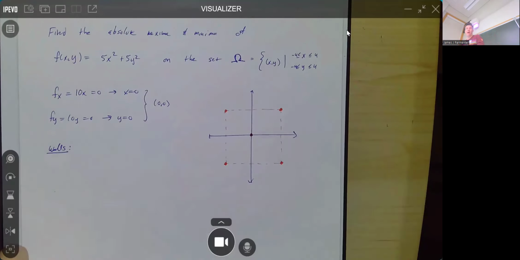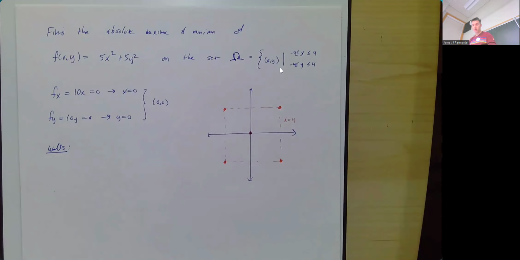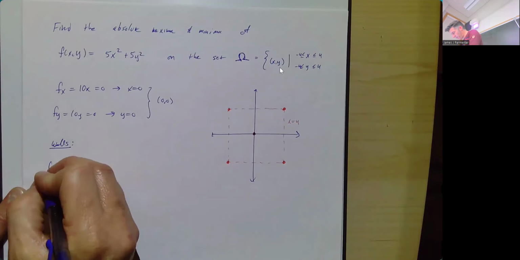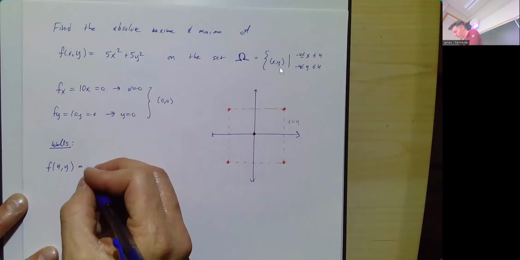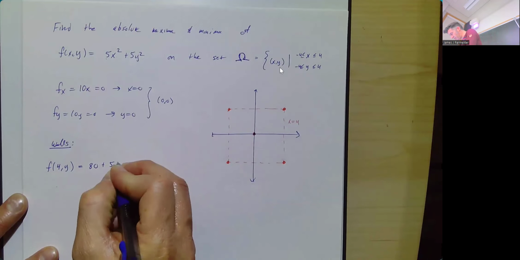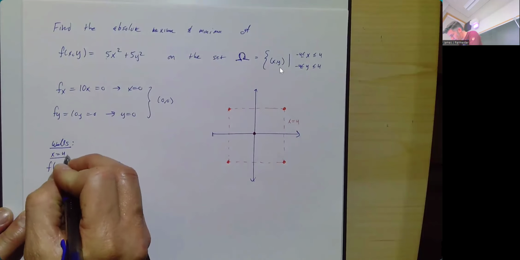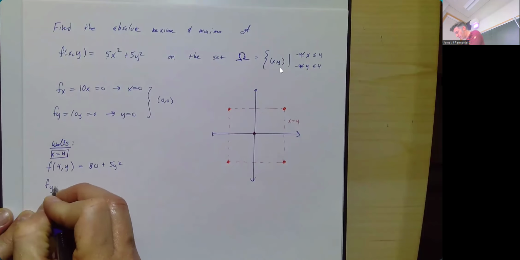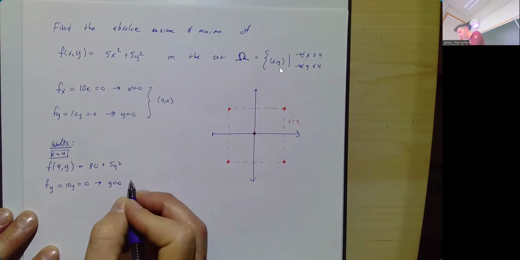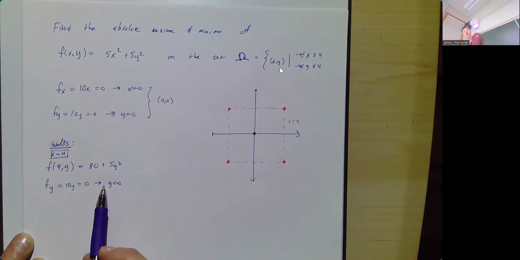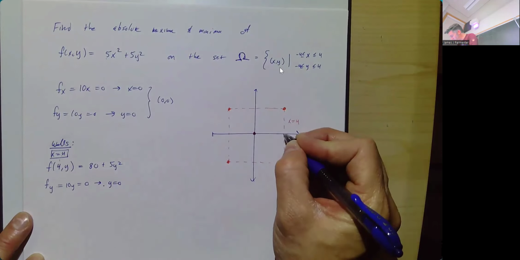This wall here is the line x equals 4. So I'm going to plug in 4 for x. Watch this for a second. I'm going to have f of (4, y), which is going to be 5 times 4 squared, so that's 80 plus 5y squared. This is x equal to 4. Then I'm going to take the partial with respect to y and get 10y equal to 0, which is still going to give me y equal to 0. So the point (4, 0), right? Because I set x equal to 4 and I got y equal to 0. I also have a critical point there.